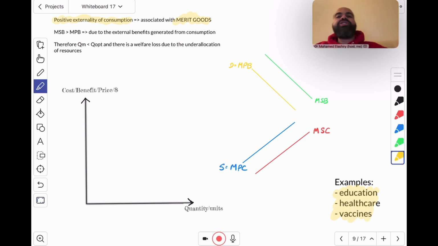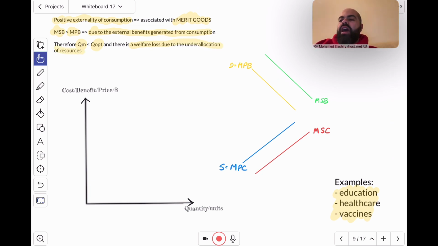Now, because they generate external benefits for the rest of society, the MSB is higher than the MPB. This is due to the external benefits that are generated from consumption. And this results in a situation where QM is less than Q opt. The quantity that is provided by the market is less than the socially efficient quantity, and there's a welfare loss due to the underallocation of resources.